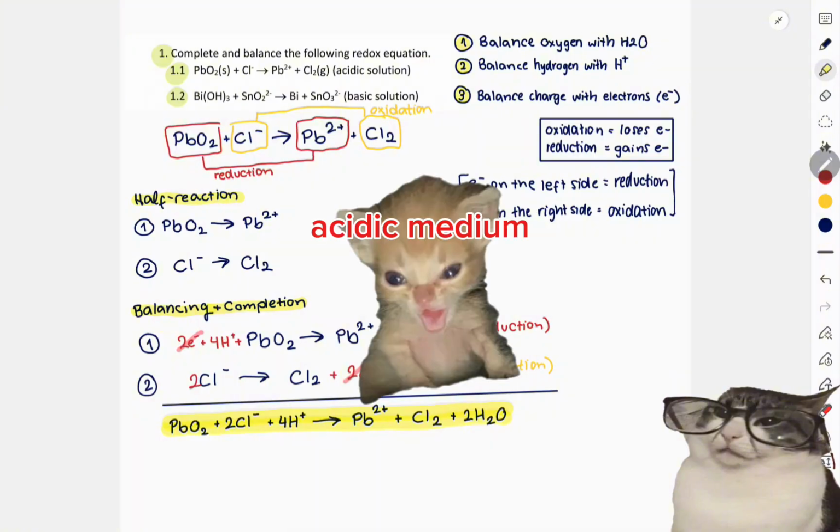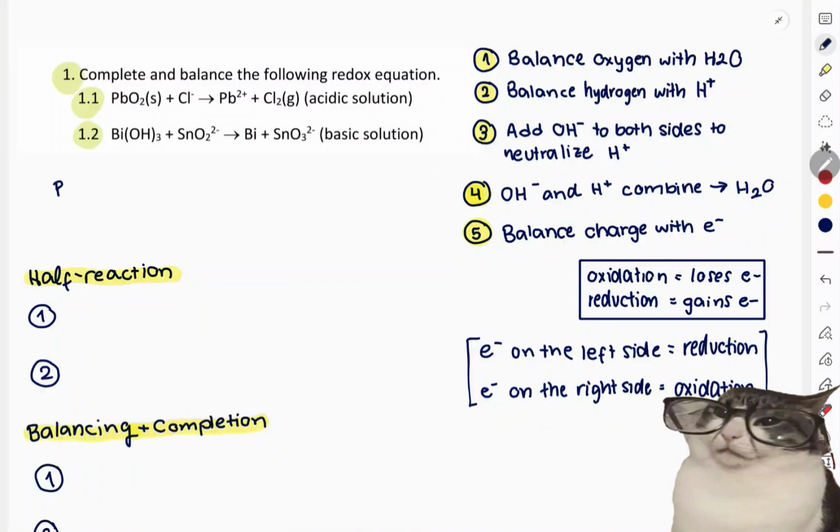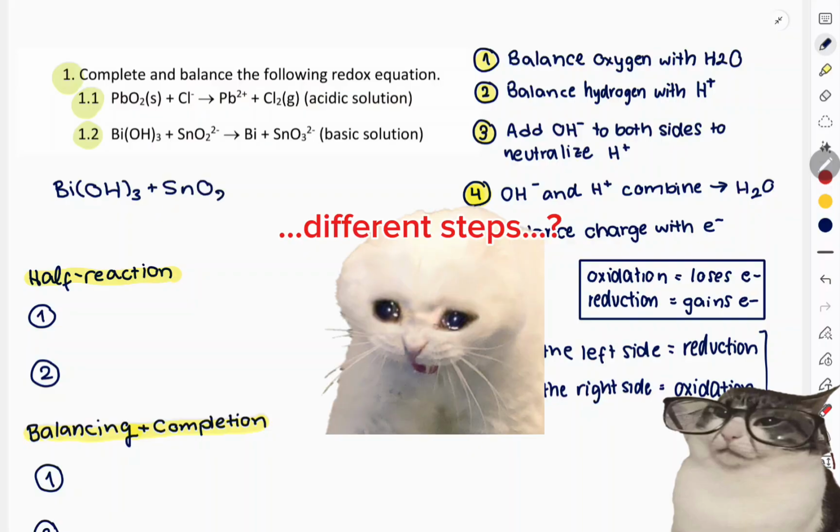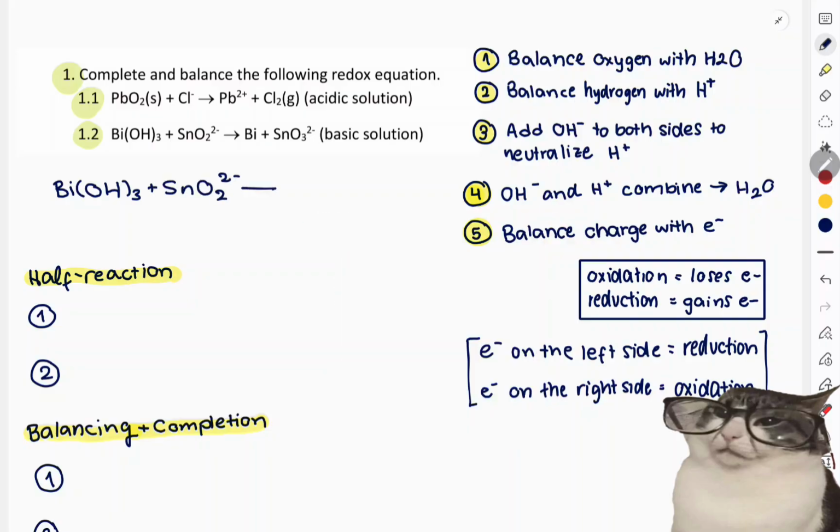So these are the steps that you follow for balancing redox reactions that occur in an acidic medium. Reactions that occur in basic mediums, however, follow different steps, and let's look at that right now. So first, let us find the half reactions of this equation.